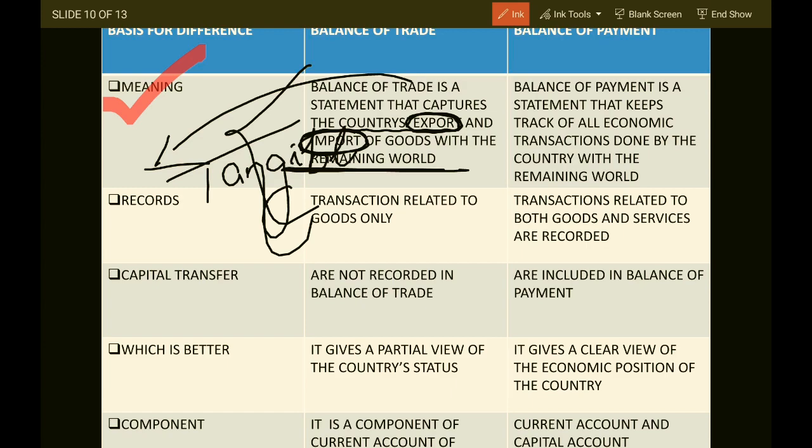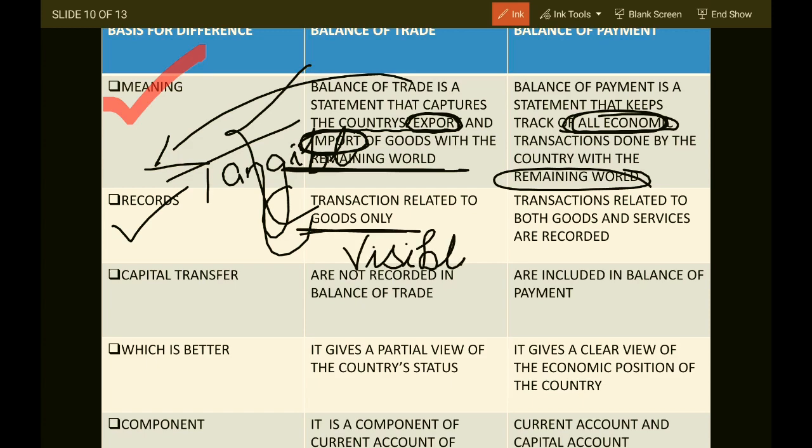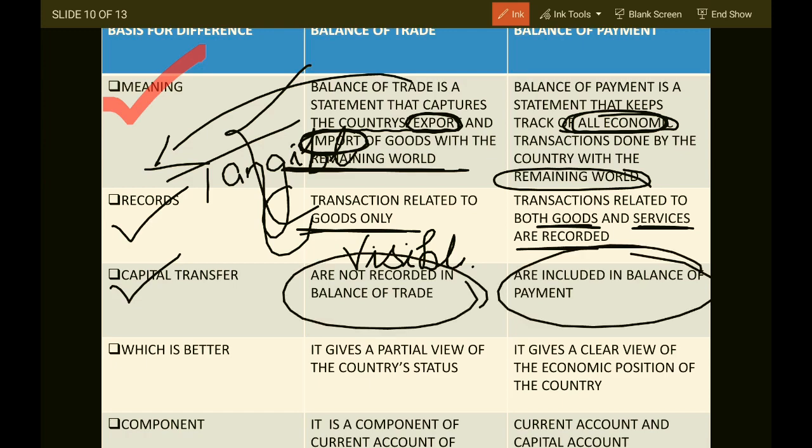Whereas balance of payment is a statement that keeps track of all. Here comes all: all refers to visible as well as invisible transactions done by a country with the remaining world. Balance of trade records transactions related to goods only, that is visible, tangible items, whereas in balance of payment, transactions related to goods as well as services are recorded. Capital transfers are not recorded in balance of trade, very important, and these are recorded in balance of payment.